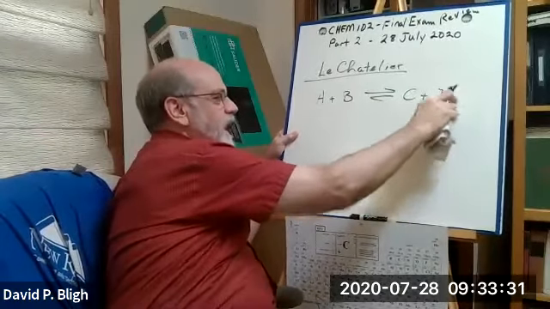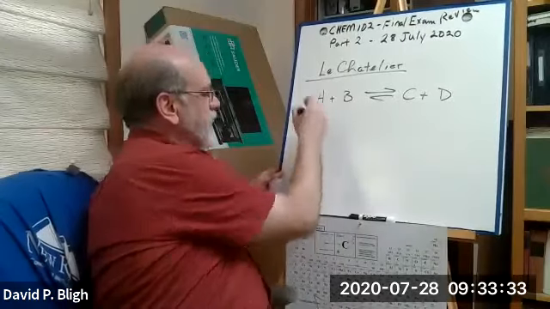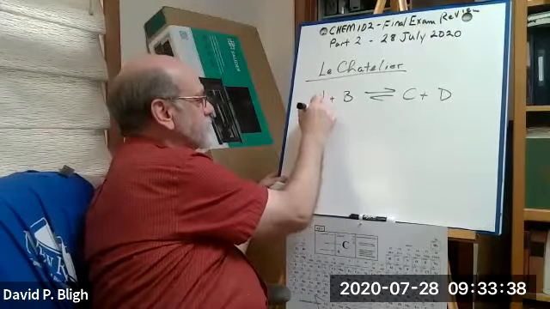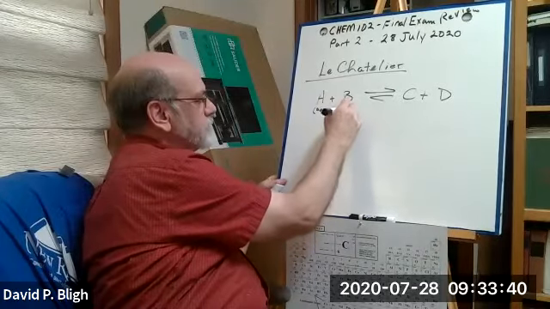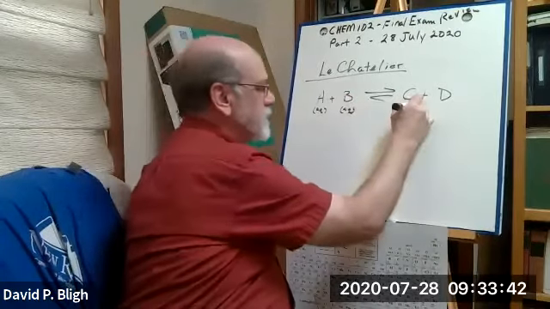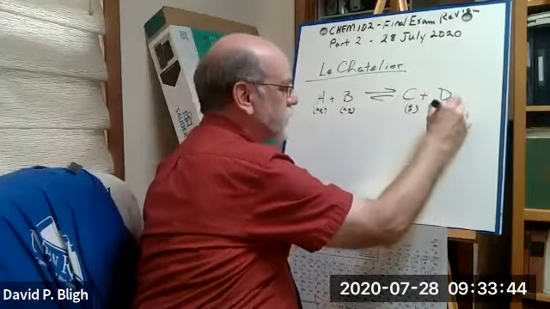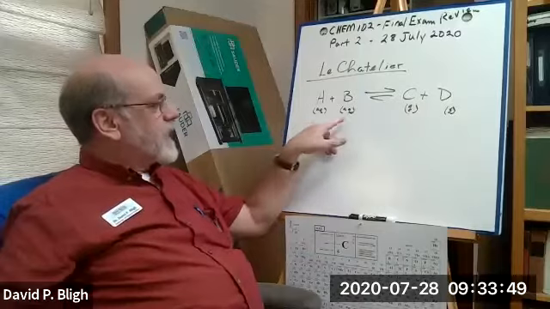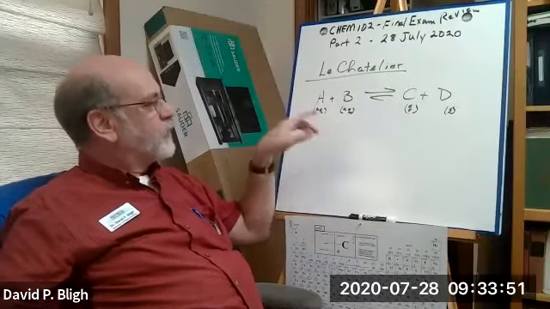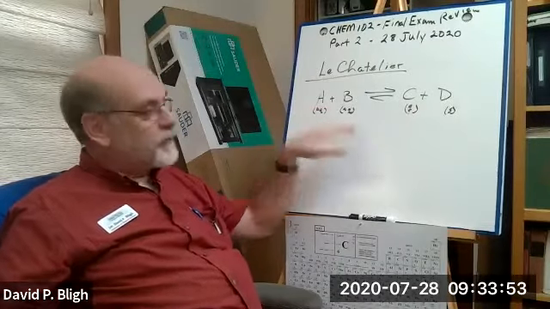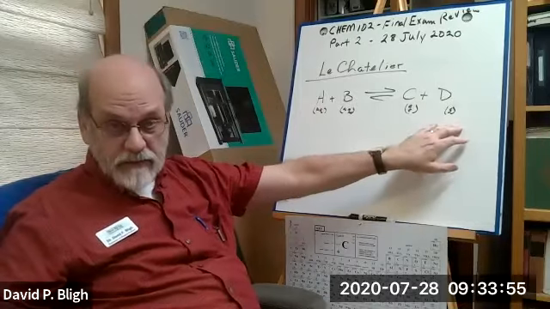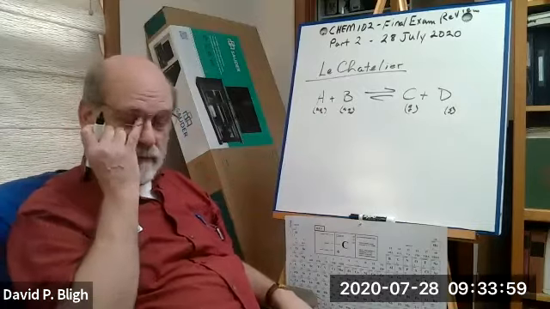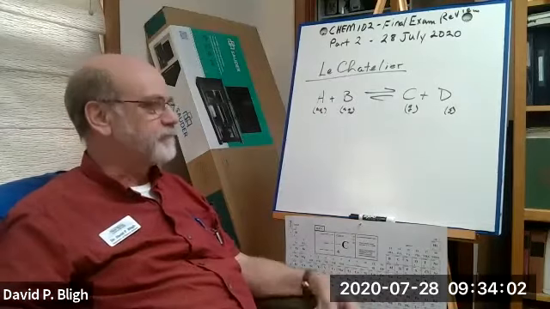So suppose we had, and let's say aqueous here, gas here, and solid here. Okay? These are two aqueous solutions, and when they're combined, they produce a precipitate, solid, plus they evolve some gas. Okay? That can and does happen.